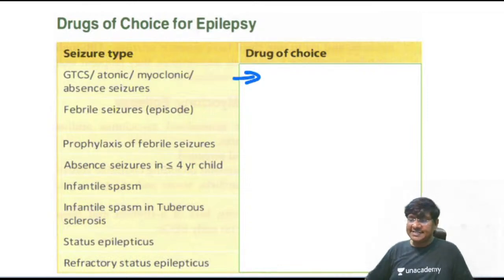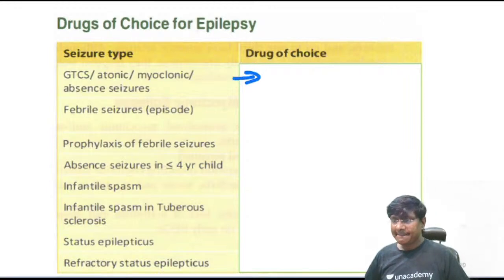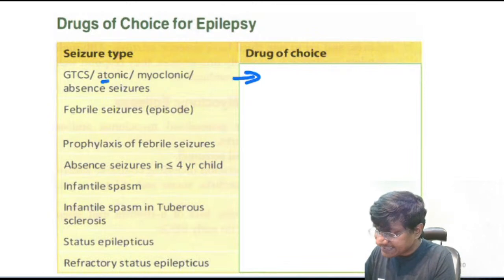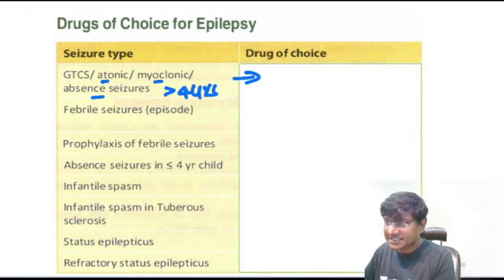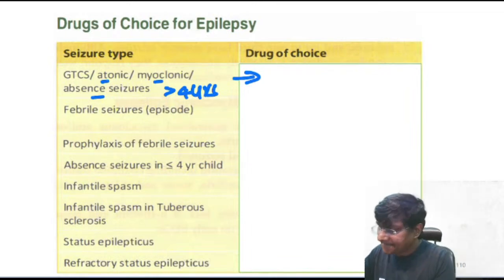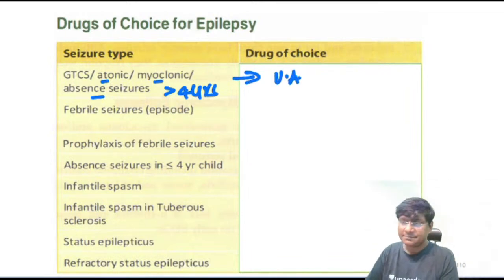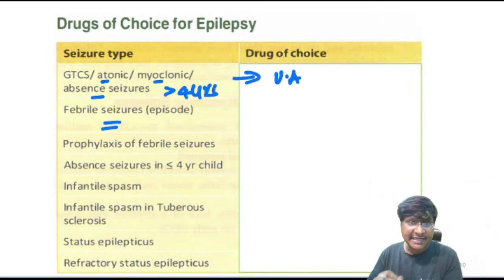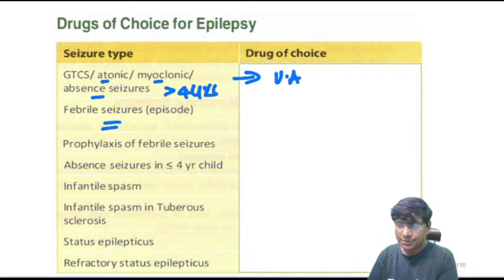Drug of choice for GTCS. GTCS, atonic, myoclonic or absence seizures more than 4 years. What is the drug of choice? Here the drug of choice will be valproic acid. Valproic acid. Then what is the drug of choice for febrile seizures during the episodes?